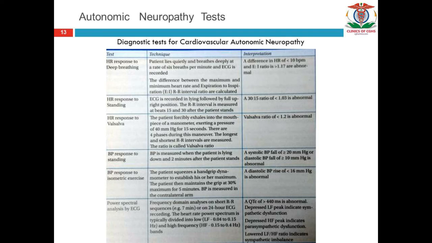These are various tests which monitor heart rate response and BP response to Valsalva maneuvers, standing, and isometric exercises. These are the criteria, but essentially it boils down to the fact that in the OPD, probably what we can do is a BP response to standing. We can check the postural hypotension. BP is measured when the patient is lying down and 2 minutes after standing, and if there is a fall of more than 20 systolic or more than 10 diastolic, then we can diagnose orthostatic hypotension and some autonomic impairment.